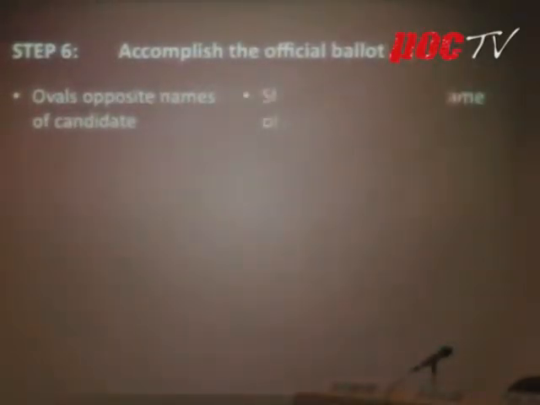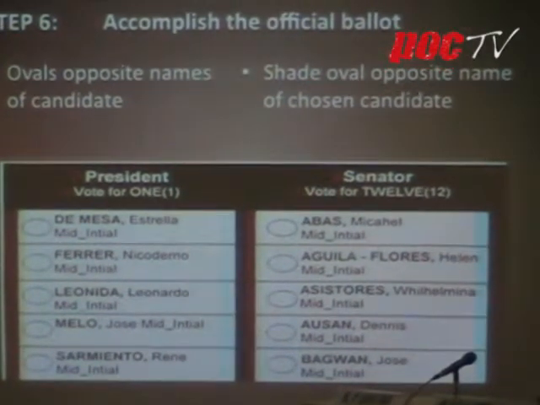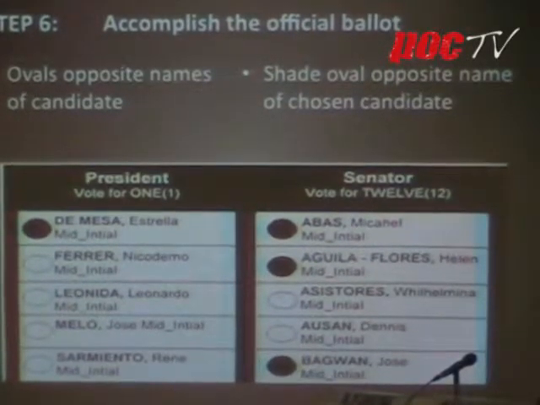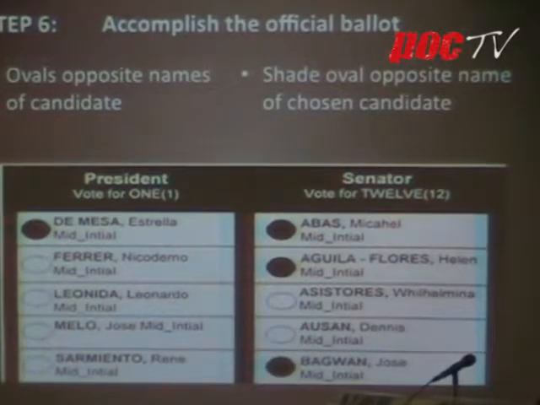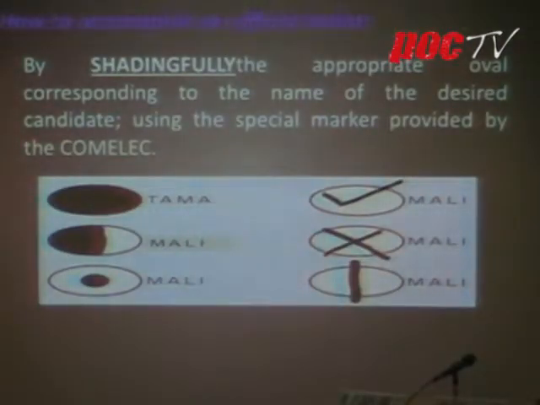The next step is to accomplish the ballot, which is step 6. You should fill up the ovals: shade the oval opposite the name of your chosen candidate, like this. Please be informed that you have to shade it entirely, the entire oval. You can't do a partial or just a dot or any X or any other markings, because the PCOS machine will not be able to read this. It's very important.